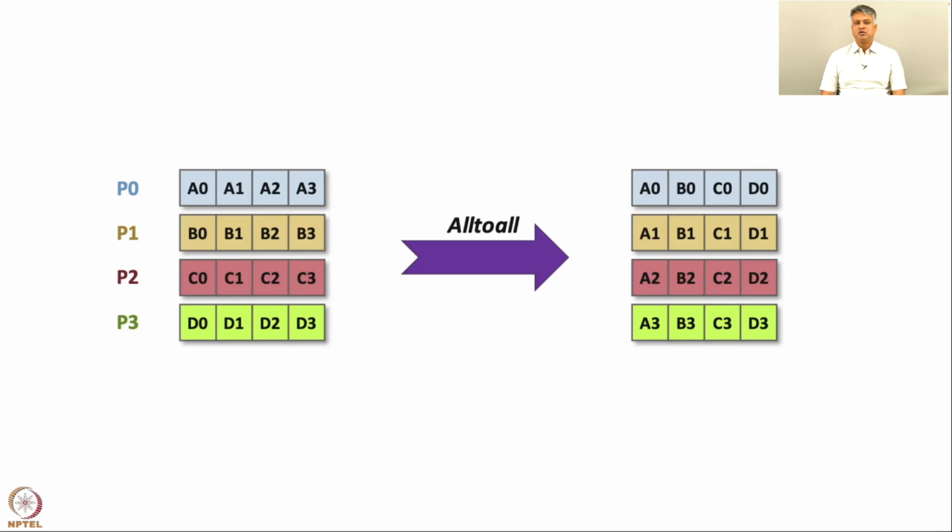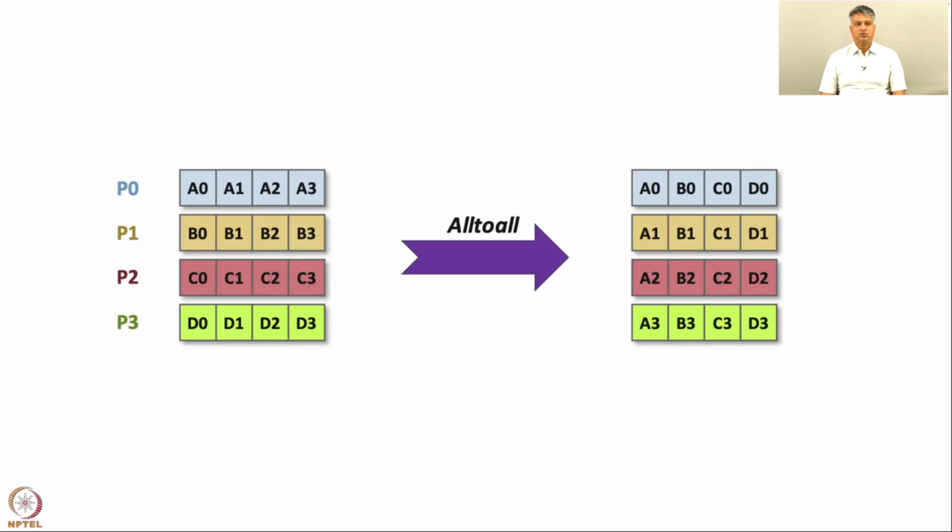Once the all-to-all communication is done, we are essentially swapping data between the 4 processes. P0 will now get the first element from P1 and send its second element to P1. P0 will now get the first element from P2 and send its third element, or rather the second element, to P2. And so on with P3, it will take the first element from P3 and give its last element to P3.